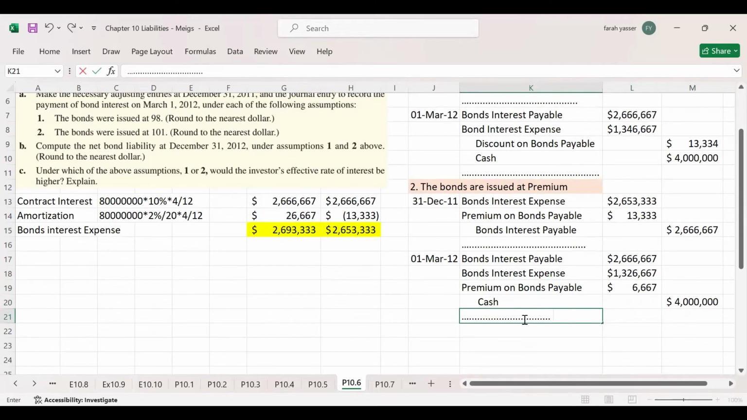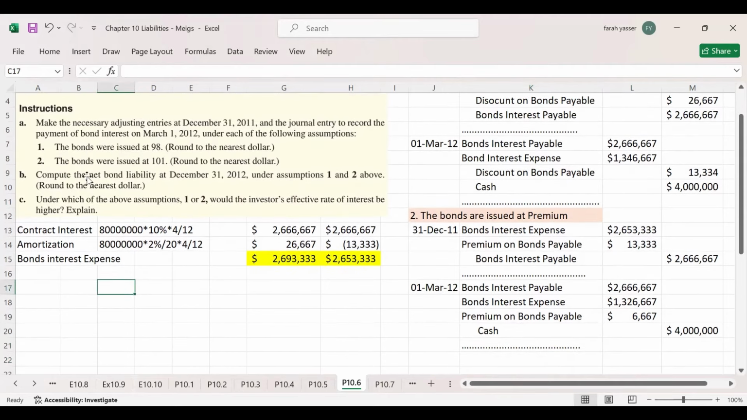So these are the two entries that are required in two different assumptions or two different situations. In the next requirement, compute the net bond liability in these two assumptions. So we are going to calculate net bonds liability. You can see that first of all, we have two different situations: when the bonds are issued at discount, and when the bonds are issued at premium.